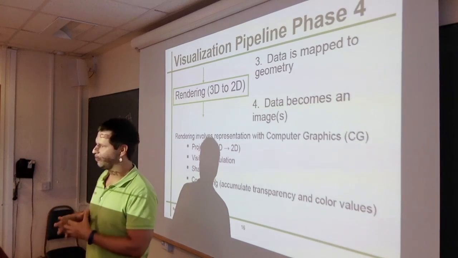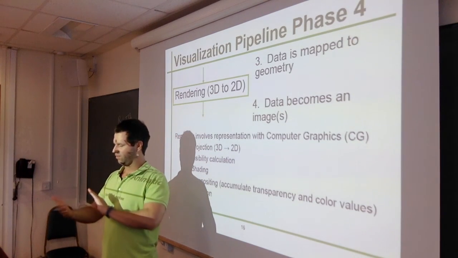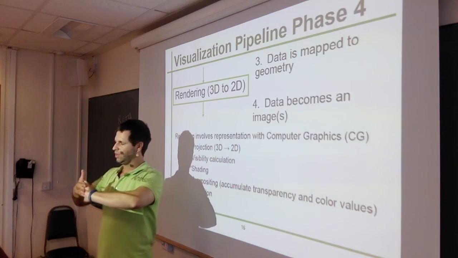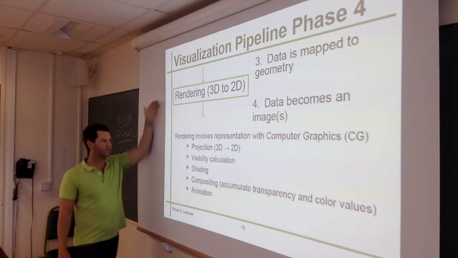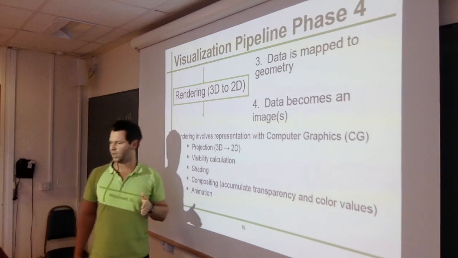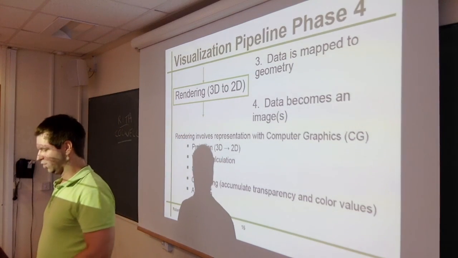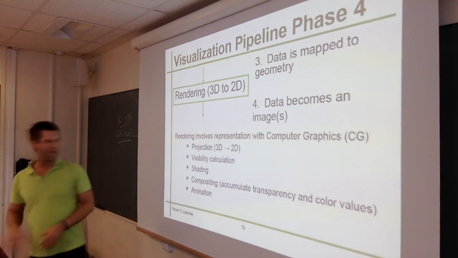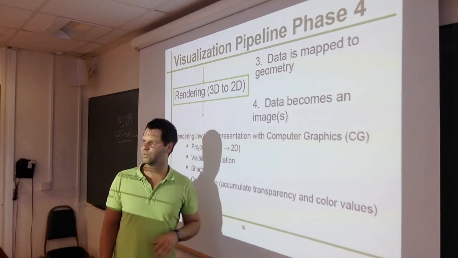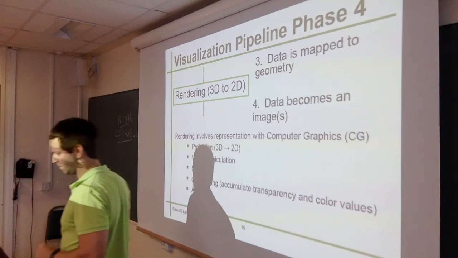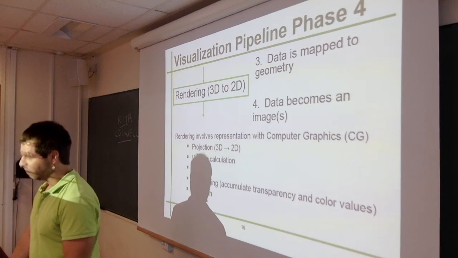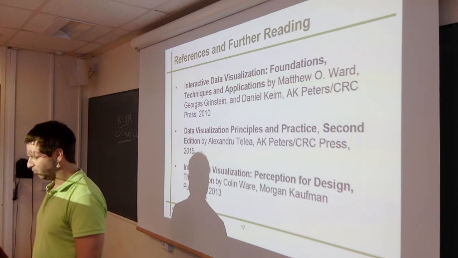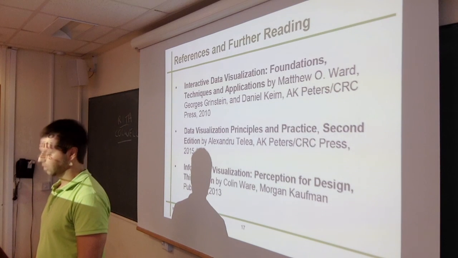There are things like visibility calculation. If objects are occluded behind one another, or if objects are coming off the screen, then there's a visibility calculation for all the objects. Shading could be a factor. Compositing could be a process that we're going to talk about. Animation could be involved. These are all computer graphics topics, and we do talk a little bit about some of these, not a lot, but a little bit. And these are the books that are also mentioned in the syllabus.